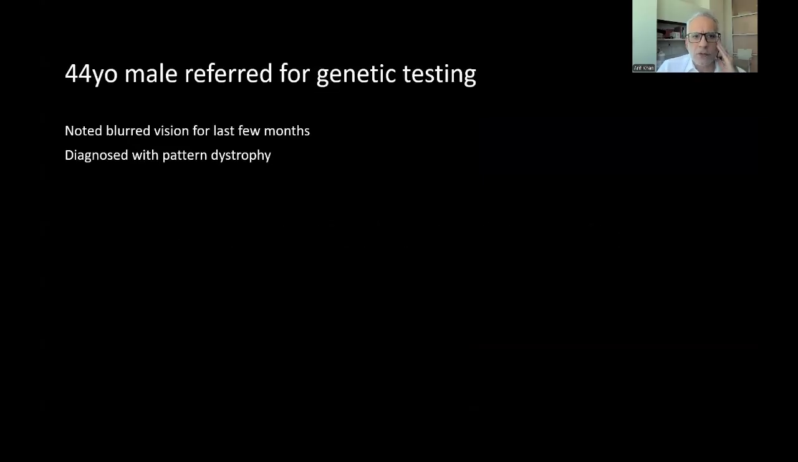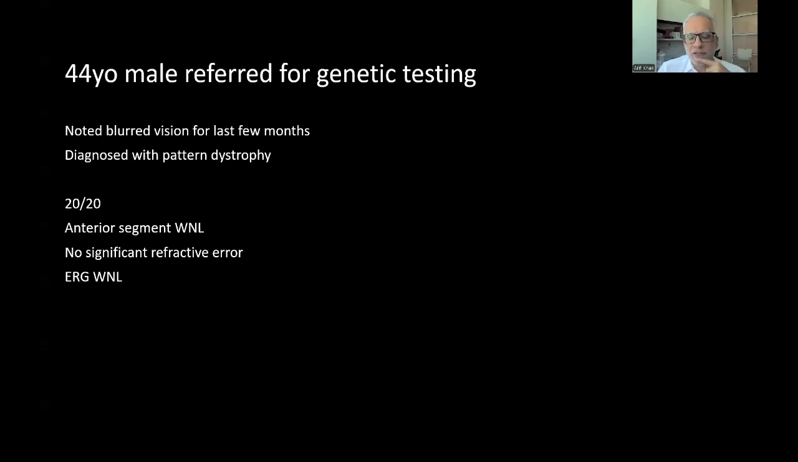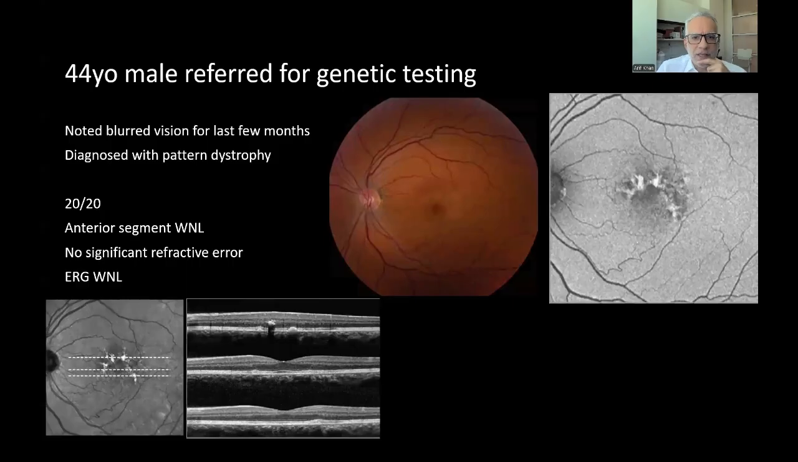Here's an adult referred for genetic testing. He's a 44-year-old male. He was diagnosed with pattern dystrophy. Pattern dystrophy is a type of maculopathy. He's just referred for genetic testing. His vision is actually good, but some patients with pattern dystrophy have good visual acuity. And here you can see this mottling in the central macula, and you can see it here on the OCT as well.